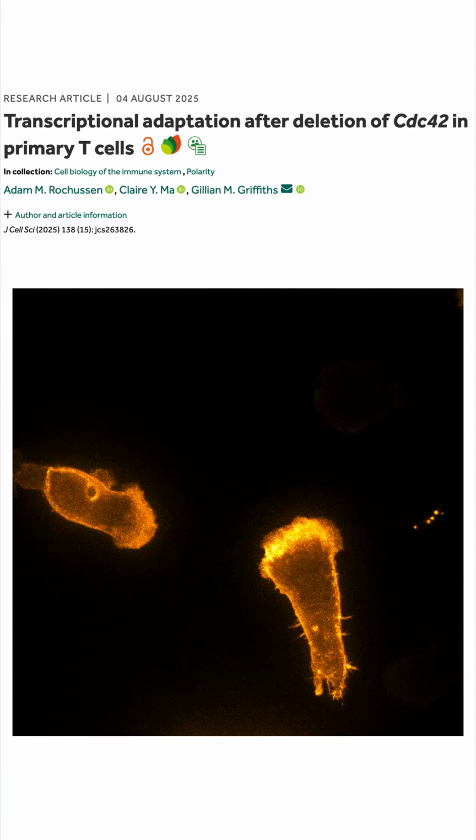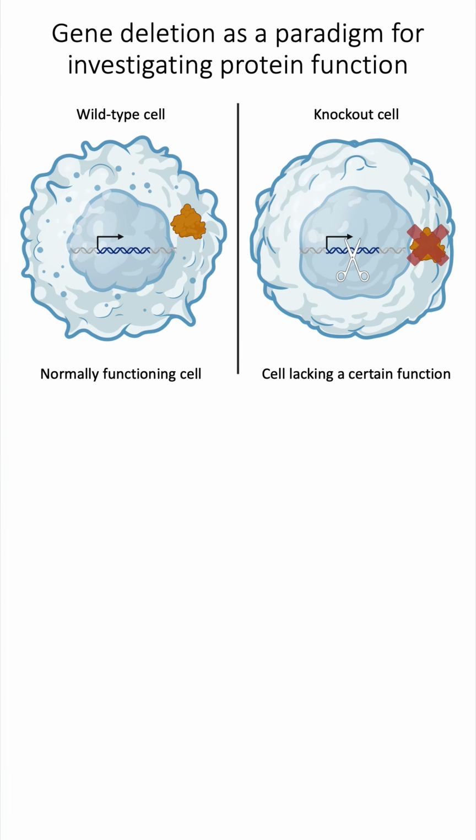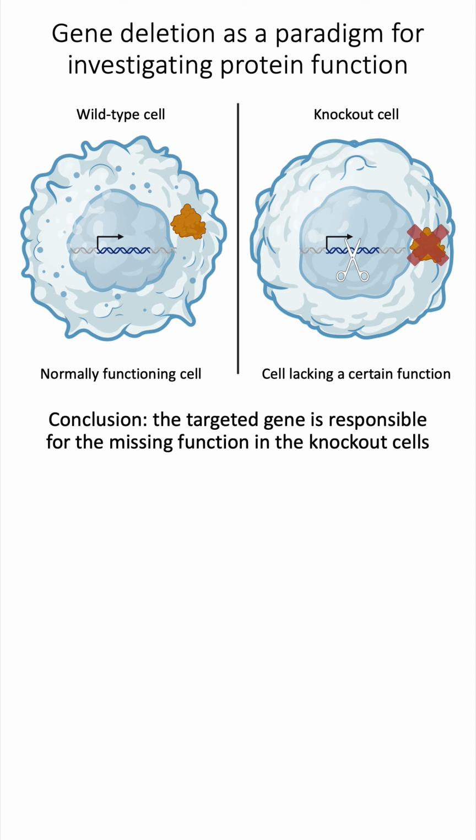Gene deletion is a common paradigm used by cell biologists when investigating protein function. This works by comparing a wild-type cell with normal gene function and a knockout cell without that gene and seeing the difference in function between cells. The conclusion being that the targeted gene is responsible for the missing function in the knockout cells.